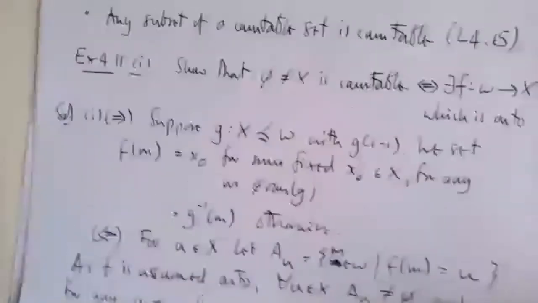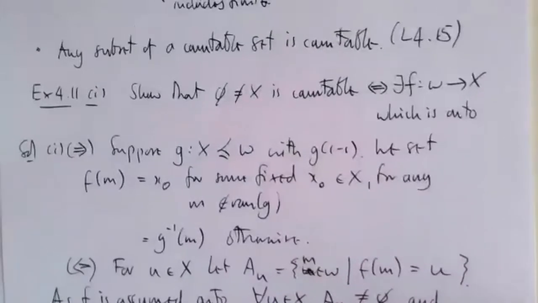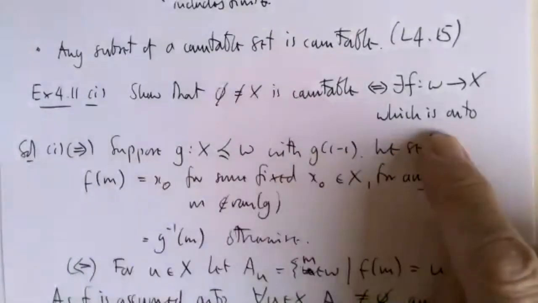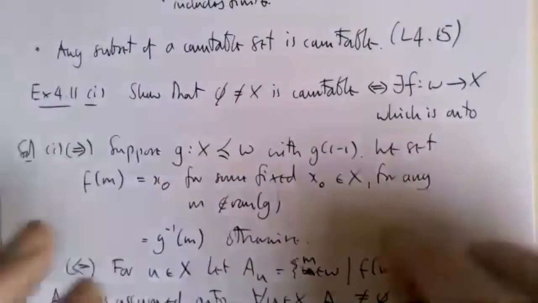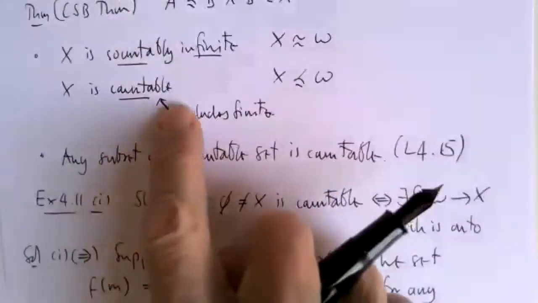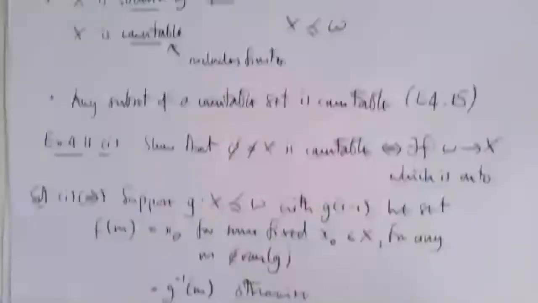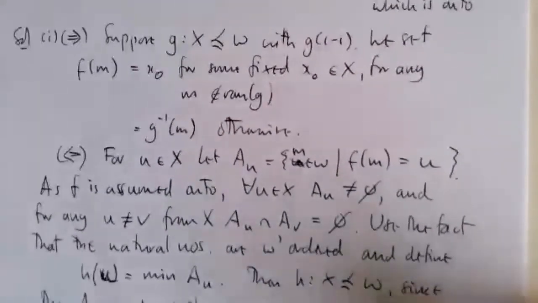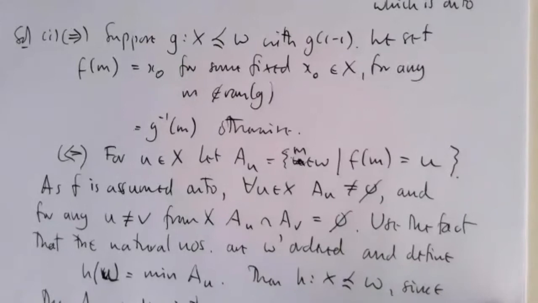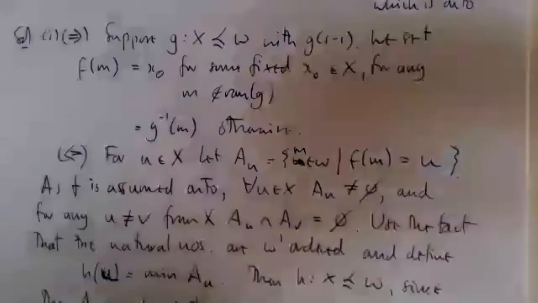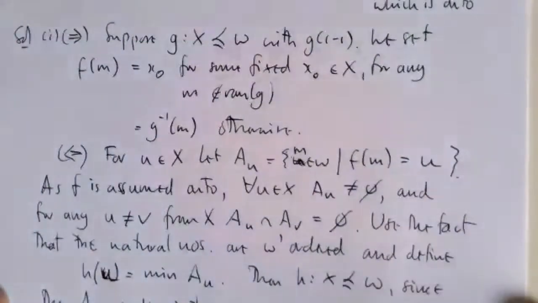So the point of the exercise is to get familiar with these two definitions of countable and being countably infinite. And it's just a question of slowly thinking through what the definitions are and putting down some logical steps about how we can justify that.